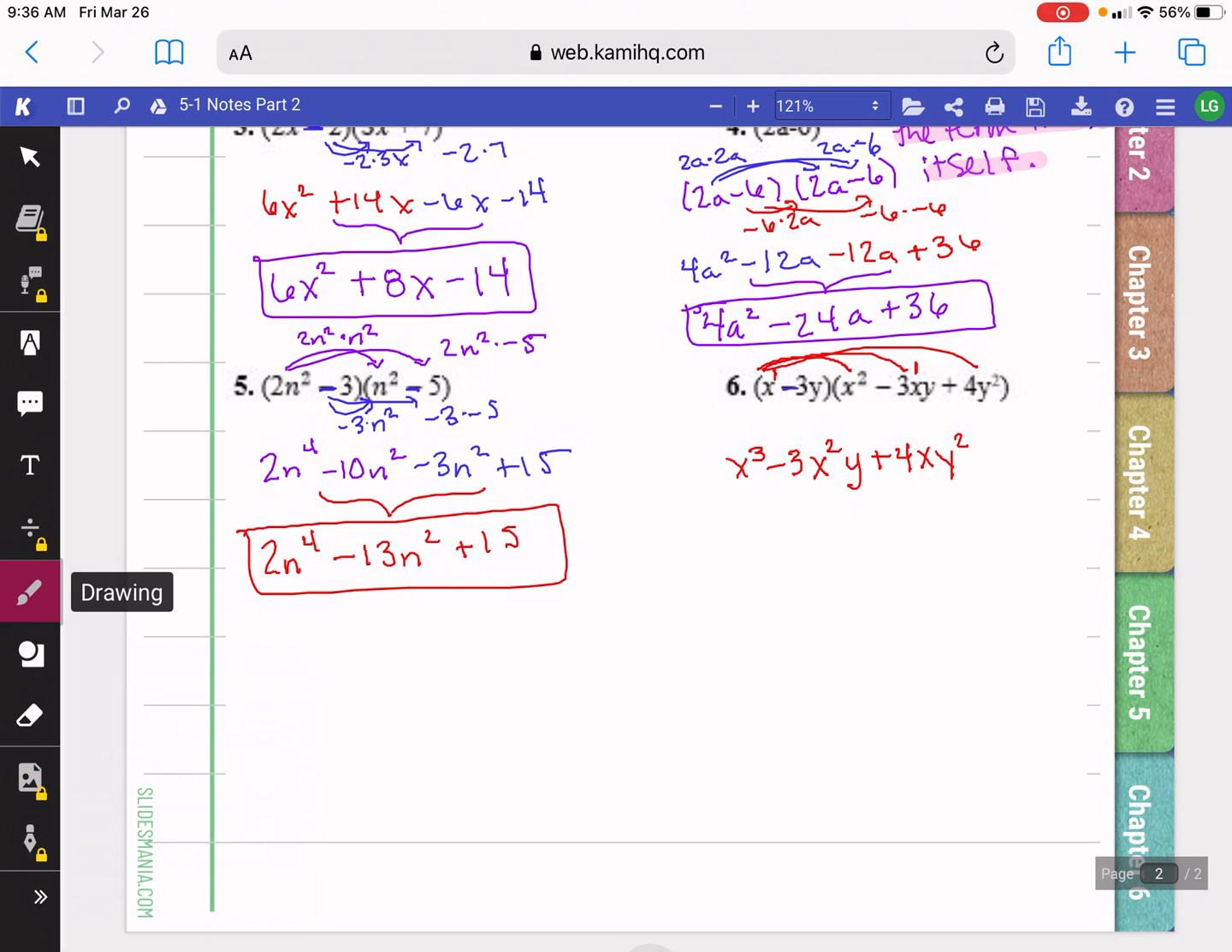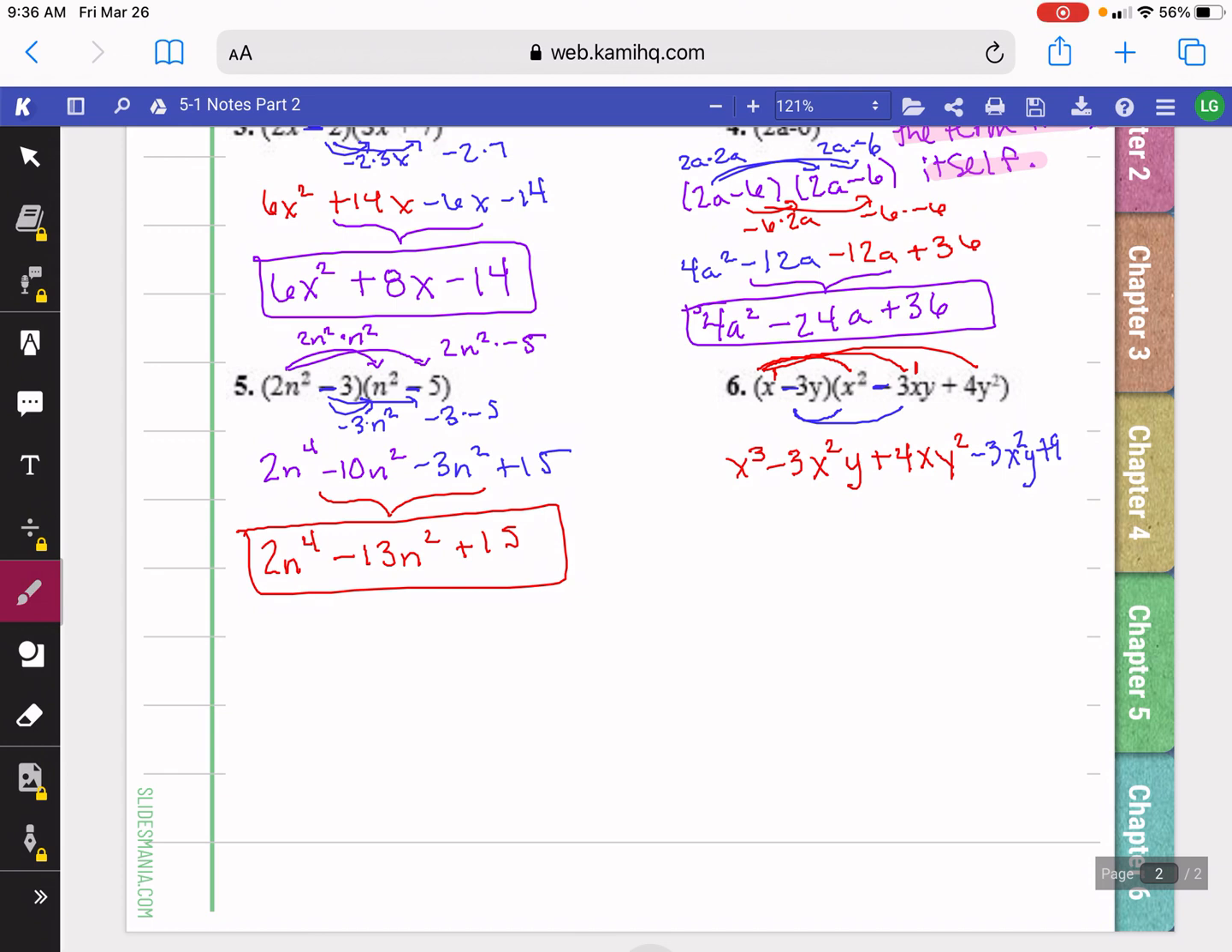Next, I'm going to distribute the negative 3y to the x squared. So I have negative 3. Since those are different letters, we just put them together. We usually put the x before the y. So I have 3x squared y. I'm going to multiply that times negative 3xy. So negative 3 times negative 3 is positive 9.